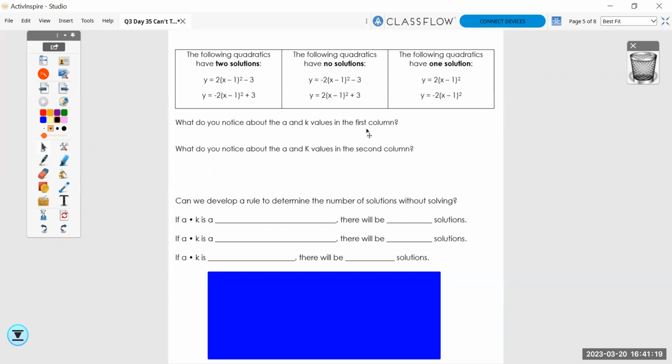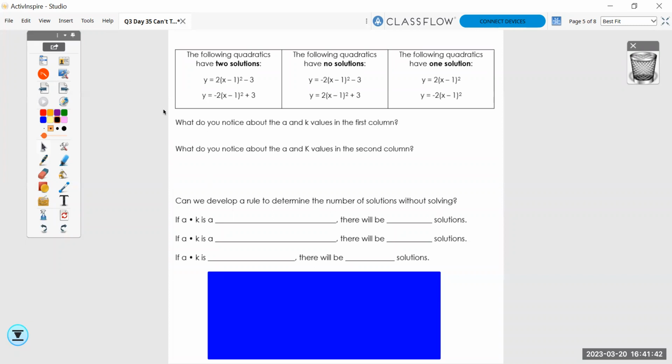So think about your a's and your k's. See if you can come up with a rule, or if there's something that you see that would help us to just figure out if there's one, two, or no solutions. Okay, and you can pause it and then turn it back on when you're ready. But one of the things we're going to ask you is, what do you notice about the a and the k in the first one?